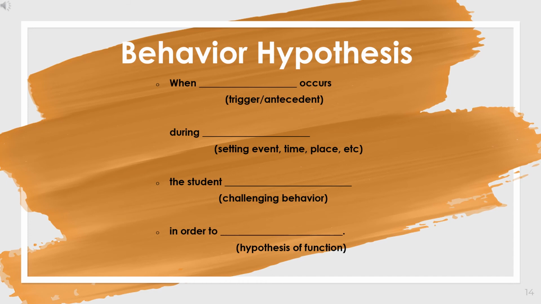Here's an example. When Charles has not had breakfast or has problems on the bus, during work tasks when asked to read aloud, Charles disrupts the class by swearing at his teacher until he's asked to leave the group in order to escape reading. This way of phrasing a function leads us to a hypothesized function based on the ABC data we collected. Note: each behavior will have its own hypothesized function.